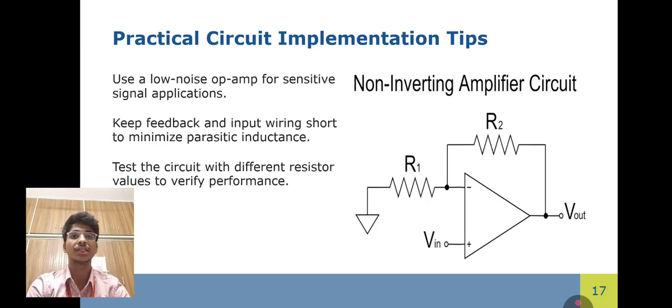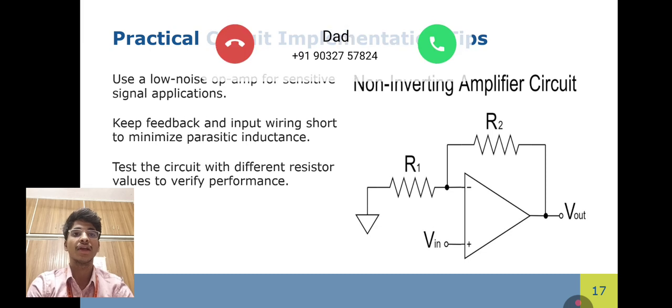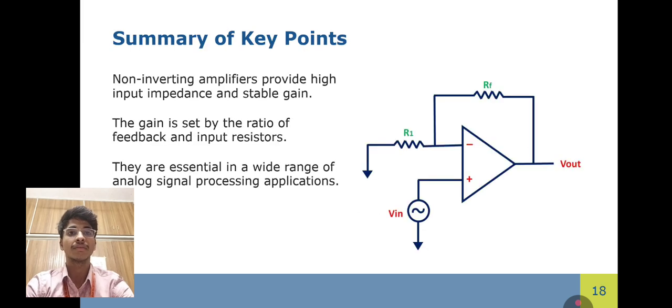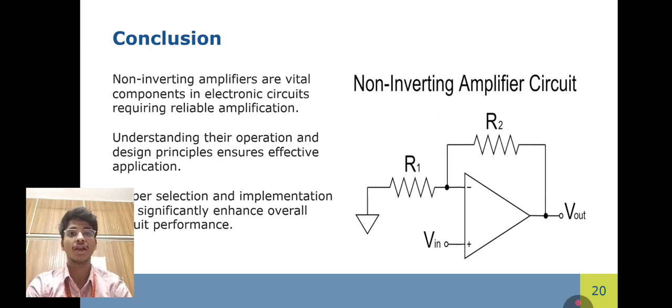Practical circuit implementation. Use a low noise operational amplifier for signal amplification. Keep feedback and input wiring short. Summary of key points. Non-inverting amplifiers provide high input impedance and stable gain. Conclusion. Non-inverting amplifiers are vital components in electronic circuits requiring reliable amplification.